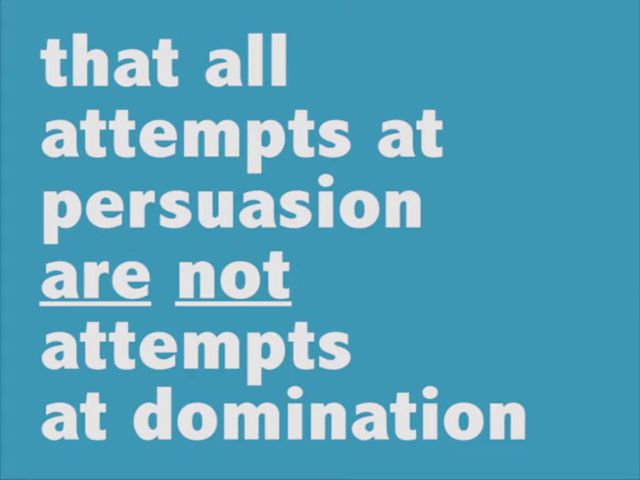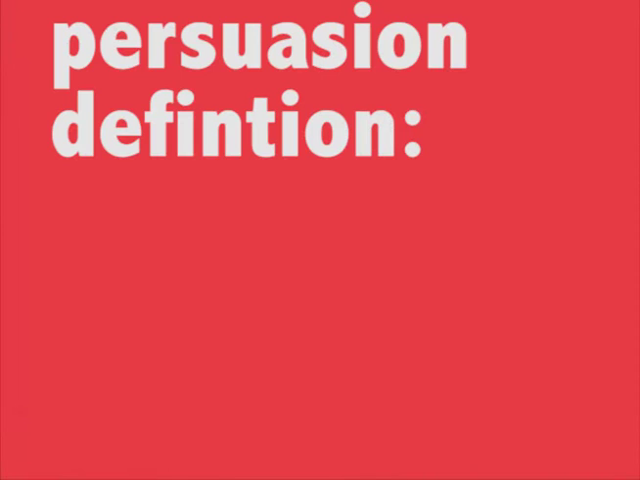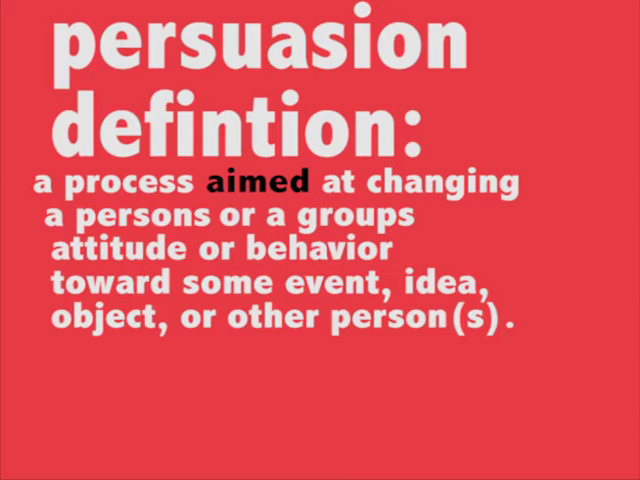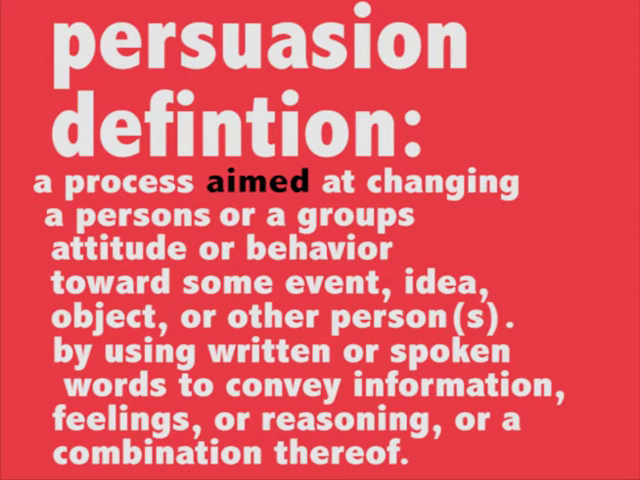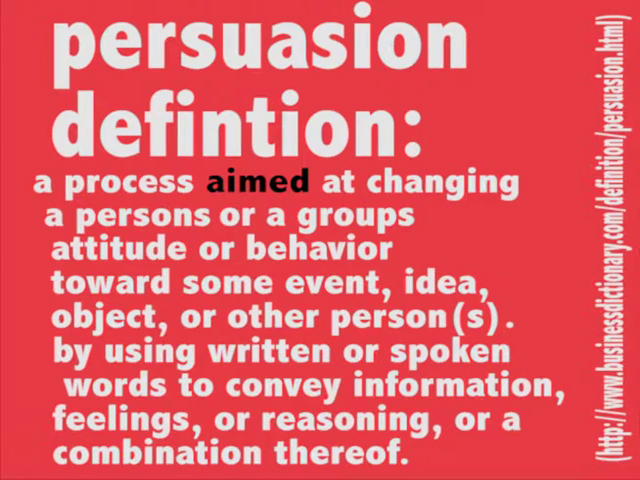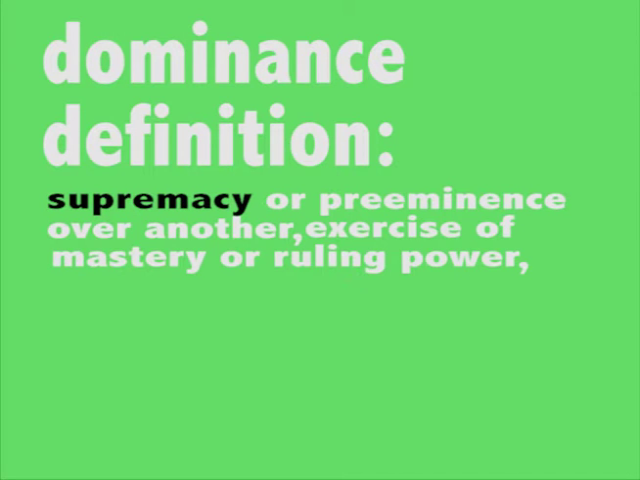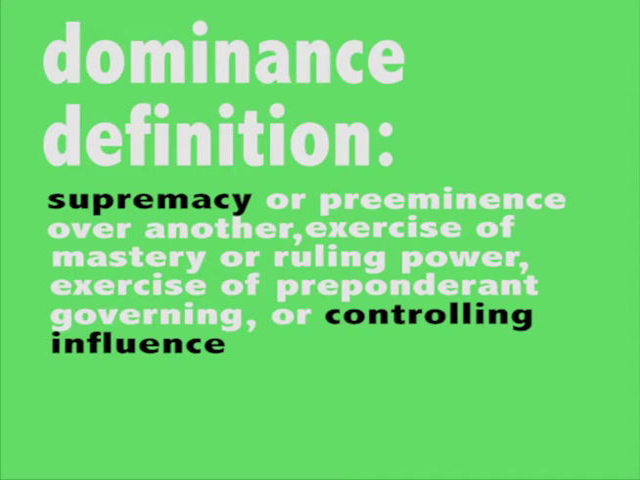Hello class. Today we are arguing that all attempts at persuasion are not attempts at domination. To define persuasion, we said that persuasion is a process aimed at changing a person's or a group's attitude or behavior towards some event, idea, object, or other person by using written or spoken words to convey information, feelings, or reasoning, or a combination thereof. To define dominance, we said the supremacy or preeminence over another, the exercise of mastery or ruling power, the exercise of preponderant governing or controlling influence.